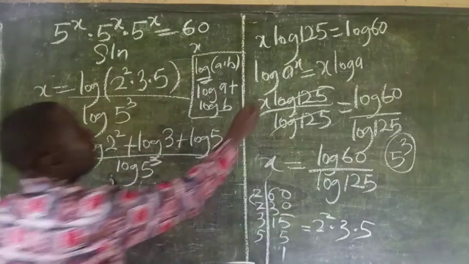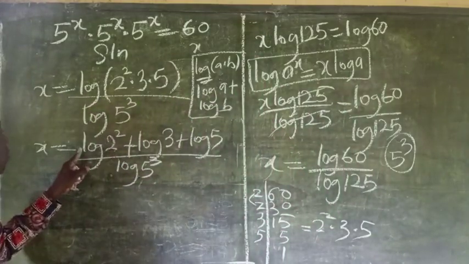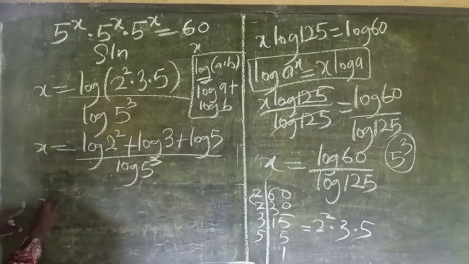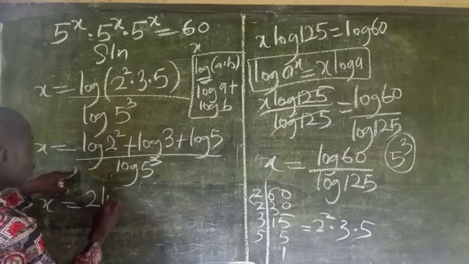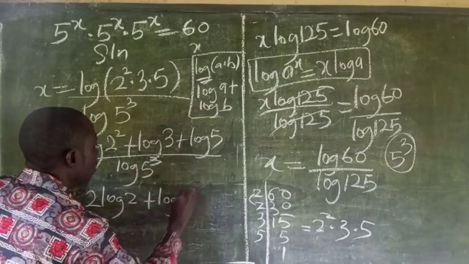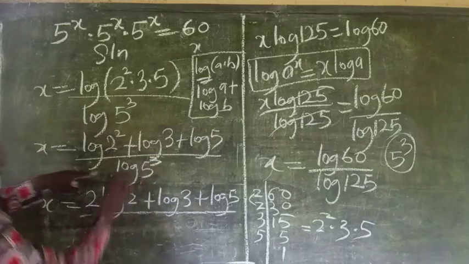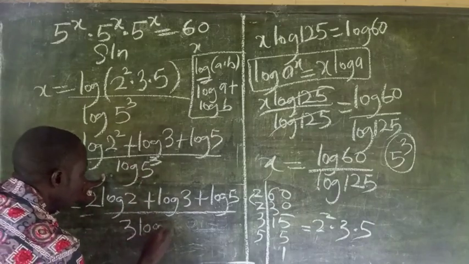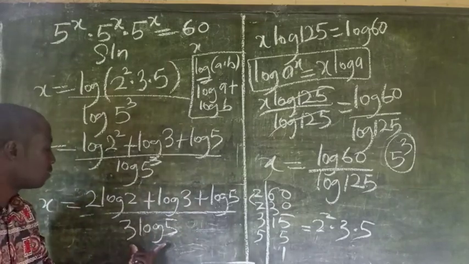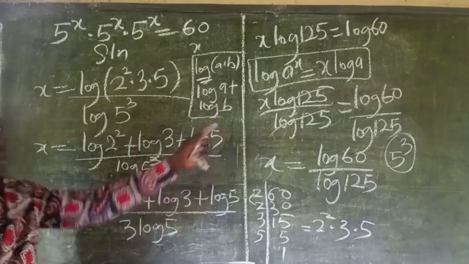And from what we have done here, we're going to bring down the powers. The 3 will multiply the log, the 2 multiplies the log, and so on. So it ends up that s equals 2 log 2 plus log 3 plus log 5 all over 3 log 5. So this is where we're going. Since the denominator is common to them, we want to write them each separately. So we'll continue from there.